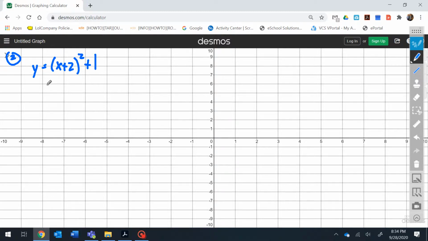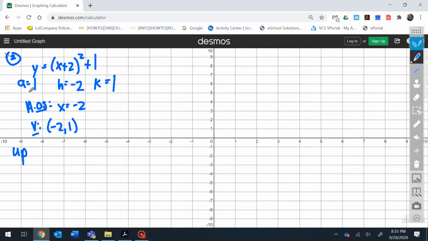So this is in vertex form. So in vertex form, we have a, h, and k. A is 1 because there's nothing here. H is negative 2, and k is 1. So our axis of symmetry is x equals h, so x equals negative 2. Our vertex is negative 2, 1. Of course, this opens up because the a value is positive, which means that it will have a minimum.